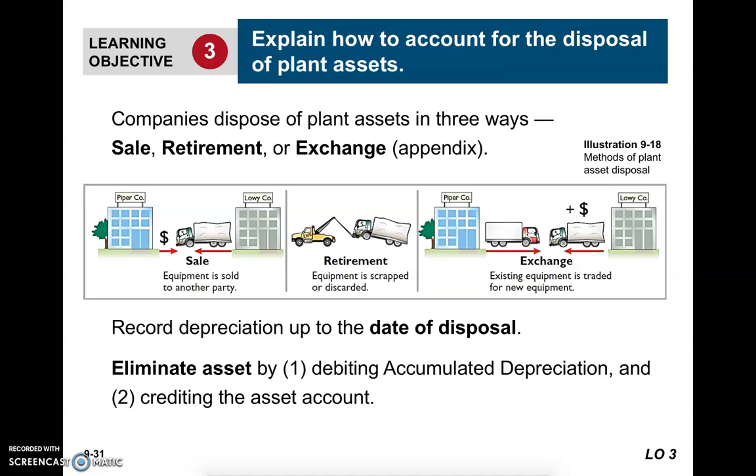The normal balance of an asset is debit. To get rid of it, we're going to credit it. The normal balance of accumulated depreciation, which is a contra asset, is credit. Therefore, to get rid of it, we're going to debit it. Remember, land will not have an accumulated depreciation because we do not depreciate land according to GAAP.